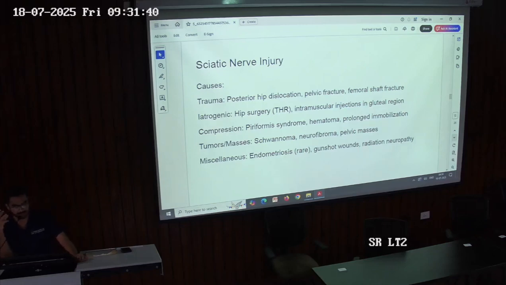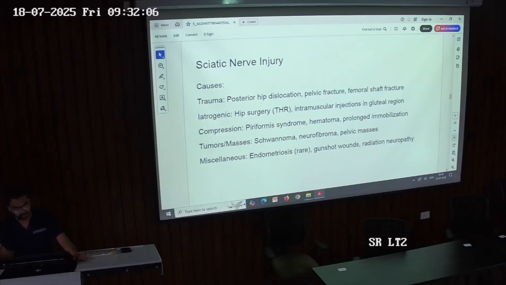Now compression. As I told, piriformis syndrome. If the patient has a habit of sitting for prolonged hours, it will cause piriformis syndrome, where the nerve which passes beneath the piriformis, that is the sciatic nerve, will get compressed. Or if there is an anatomical anomaly where the nerve is passing through the muscle and the muscle contracts, then also the patient will experience pain.